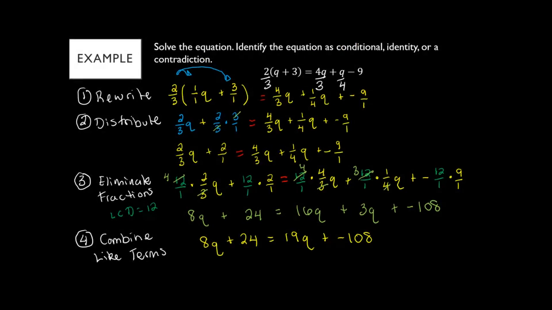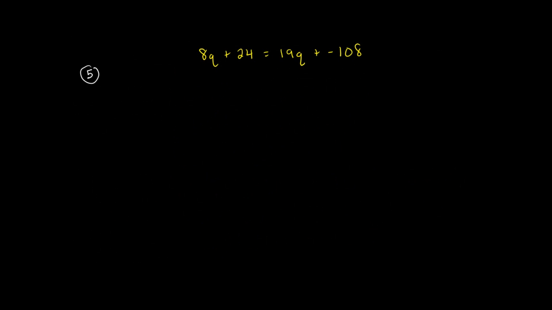So I've got 8q plus 24 equals 19q plus negative 108. So I'm going to move my q. What step is this? Step 5. So we're going to move the variable. Some people teach to move the smallest variable. So you would move the 8q instead of the 19q. But it really doesn't matter whether you use the left or the right.